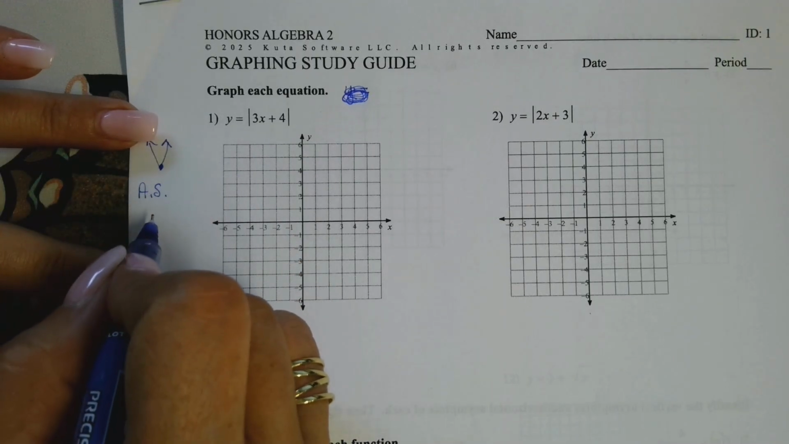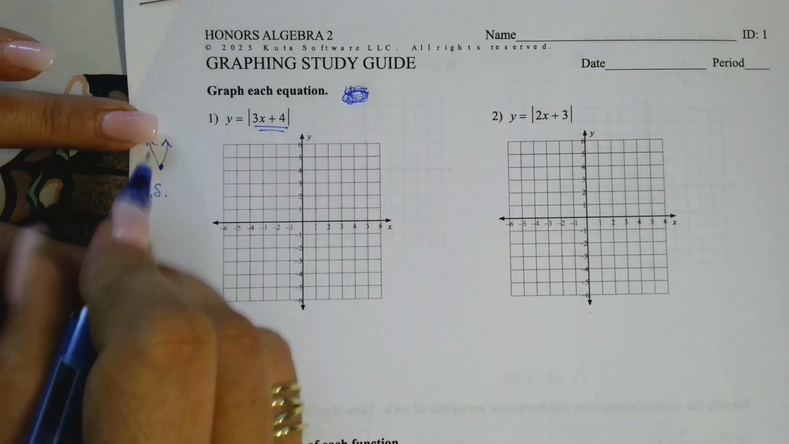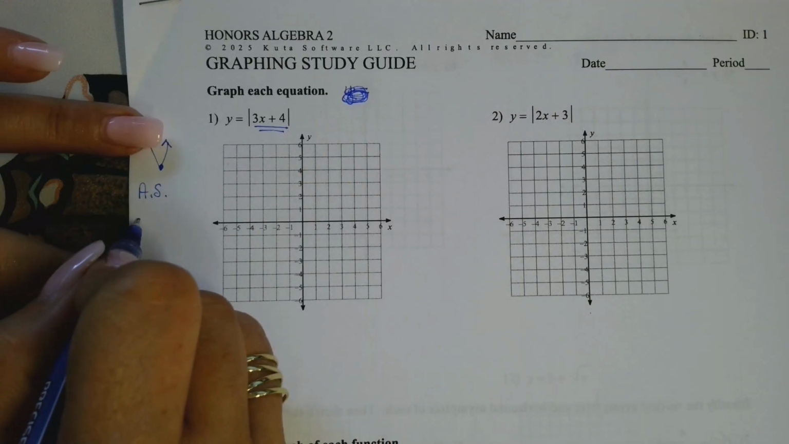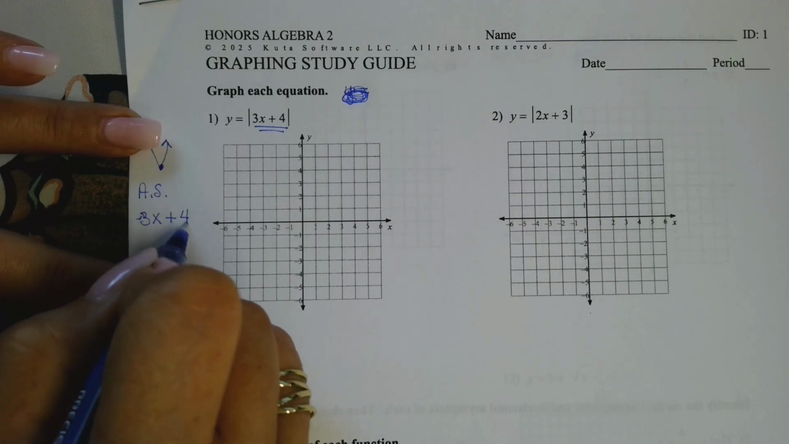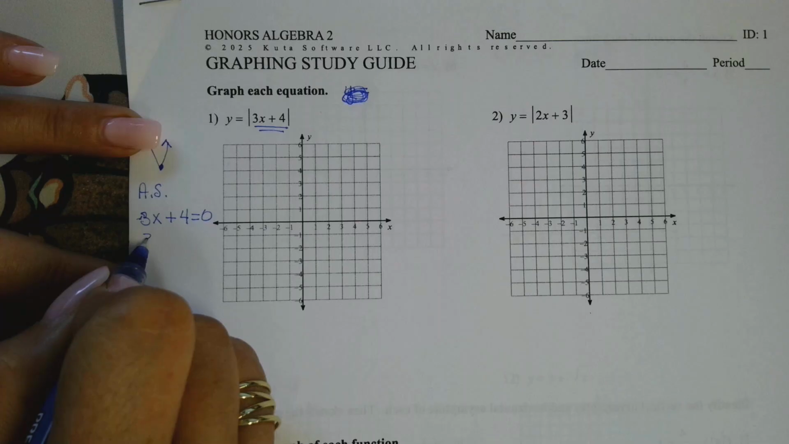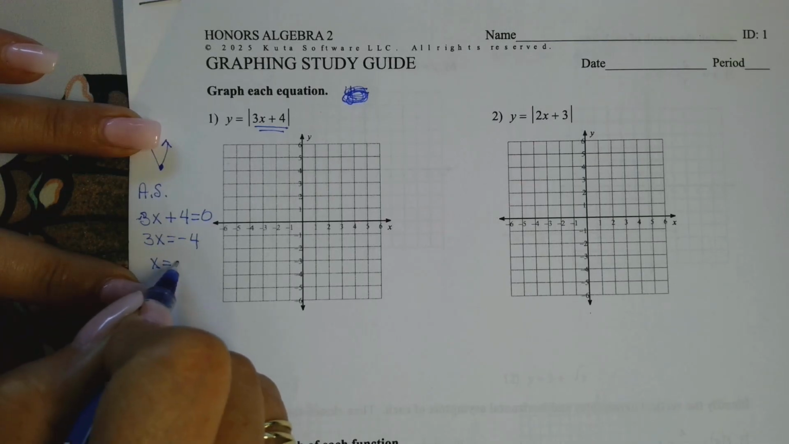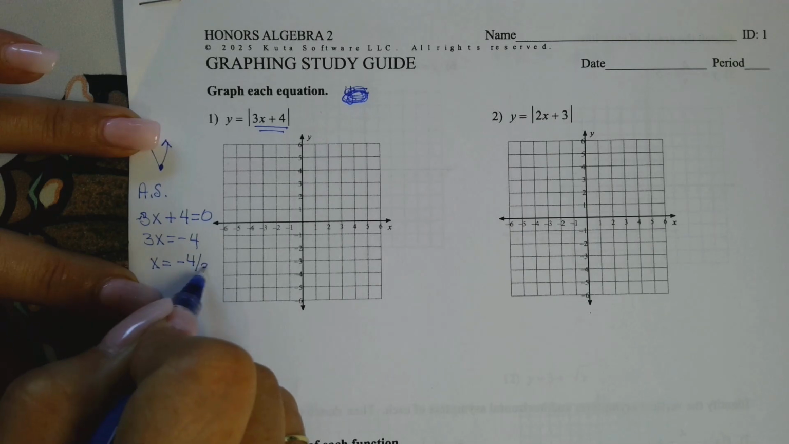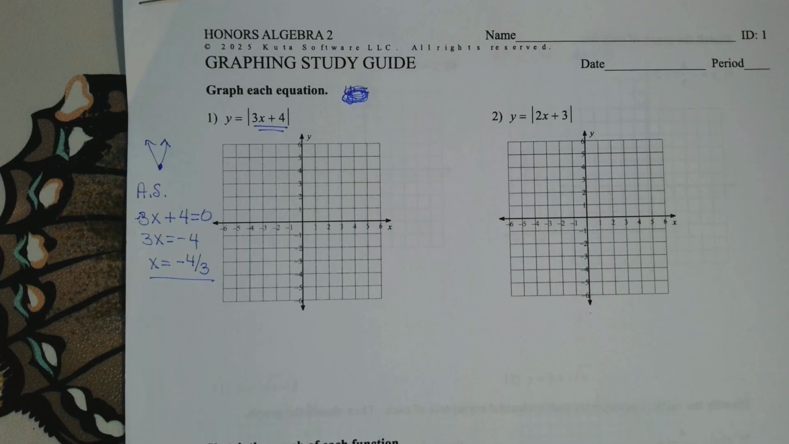And in order to find the axis of symmetry, you're going to let this inside the function be 0 and solve for x. So 3x plus 4 equals 0. 3x equals negative 4. x equals negative 4/3. That is the line that is your axis of symmetry. And that is also where your vertex is going to be.